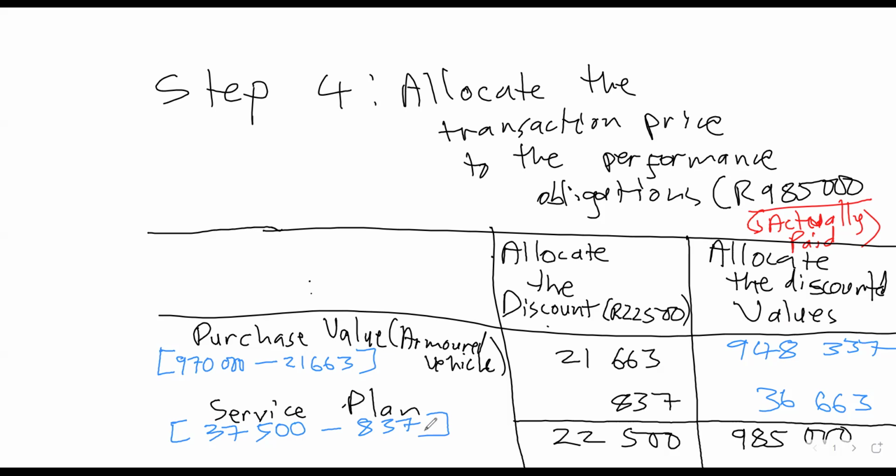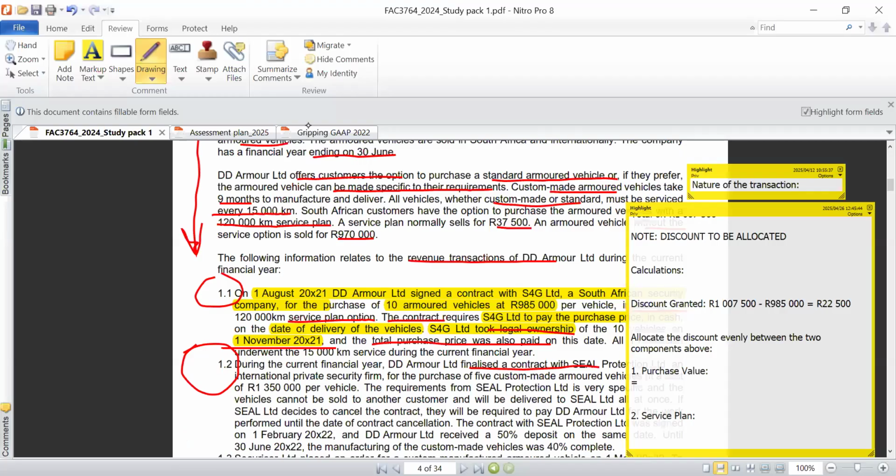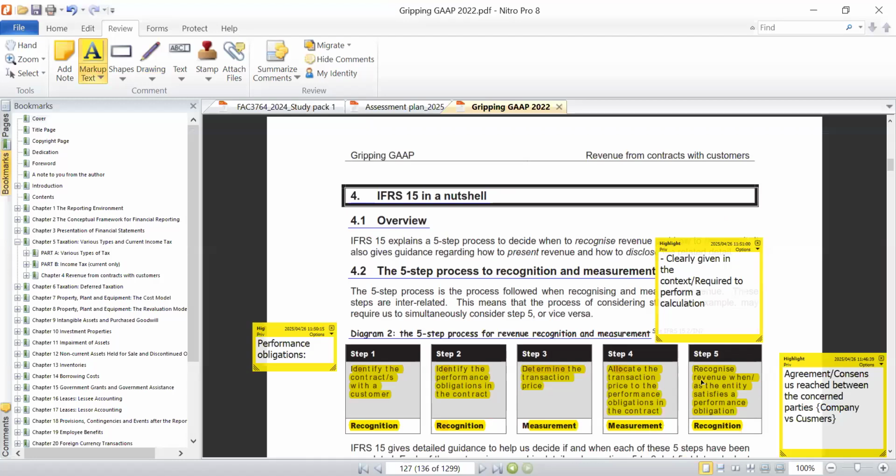And then step number 5. Now let me take you back here. Step number 5, what are we supposed to do? Recognize revenue when, as the entity satisfies the performance obligation. So this is again where the timeline effect comes into play. What do we mean?